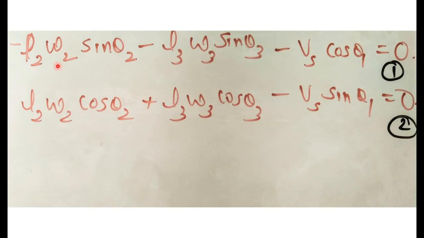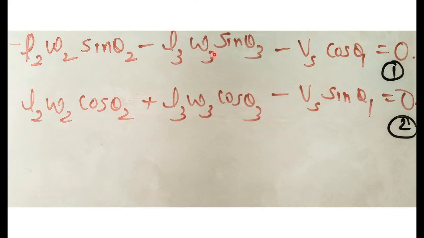We have omega 2 in the first term, omega 3 in the second term and Vs in the third term. Omega 2 is your crank velocity and that is your input. Vs is your slider velocity, and this is our output. Omega 2 is angular velocity, Vs is linear velocity. Please note that also. Then omega 3 is the connecting rod velocity, that is not required when we are finding the output velocity. So we can eliminate this term.